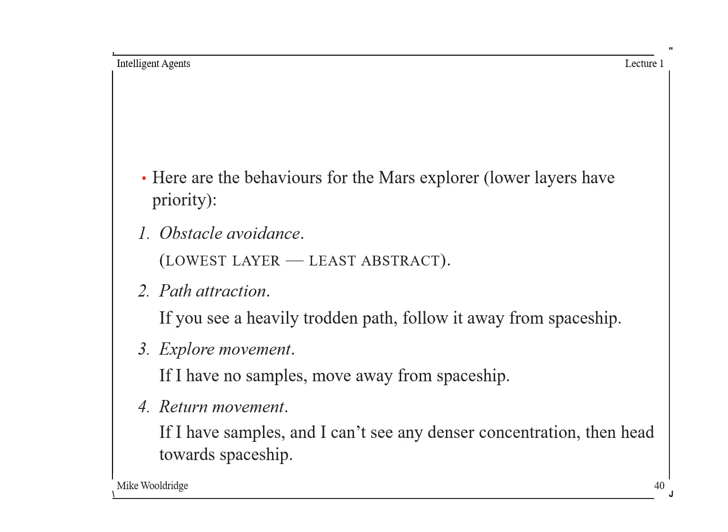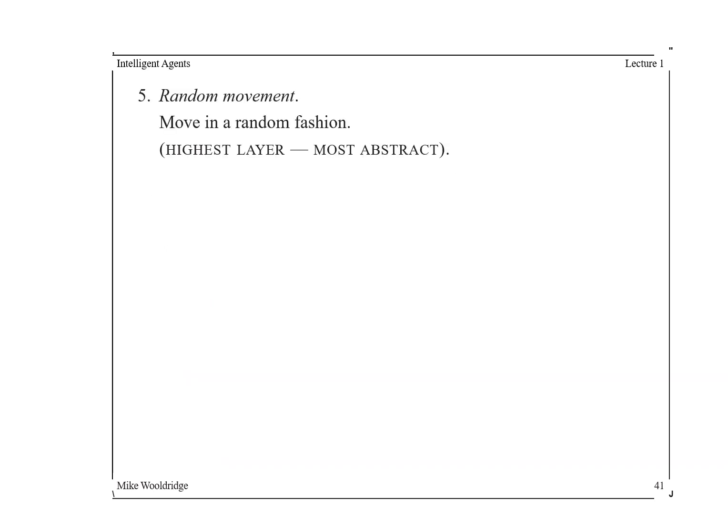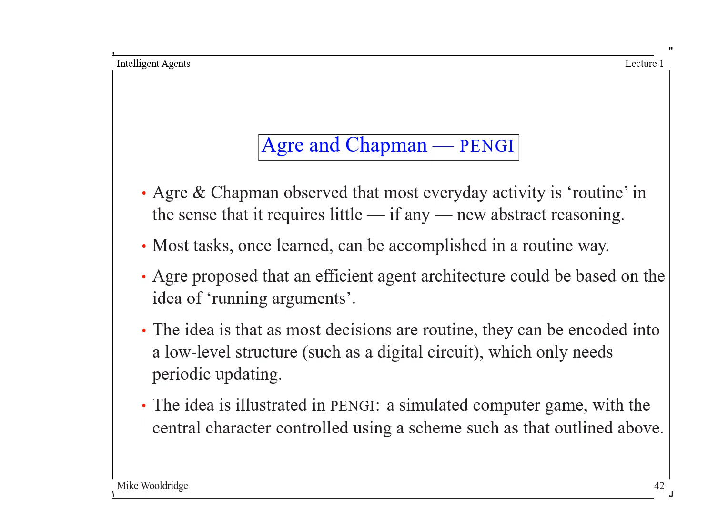And here are some of the typical behaviors for the Mars Explorer. The lowermost layer, the most important one and the least abstract, is obstacle avoidance. Next are path attraction, explore movement, as well as return movement. Random movement, which means moving in a random fashion, is basically the highest layer, which is not so abstract.